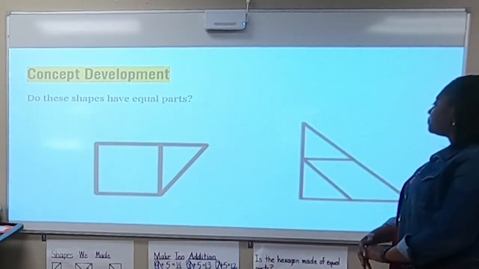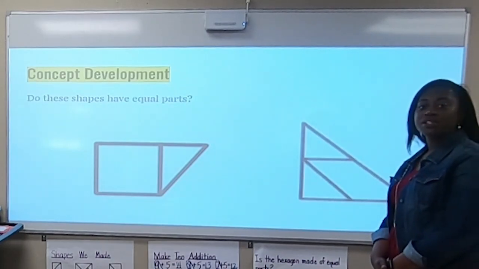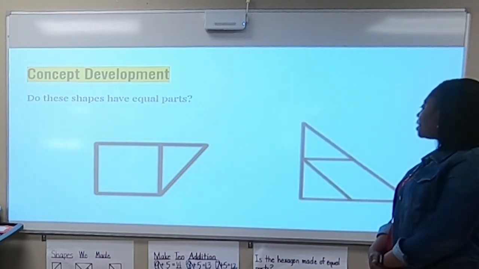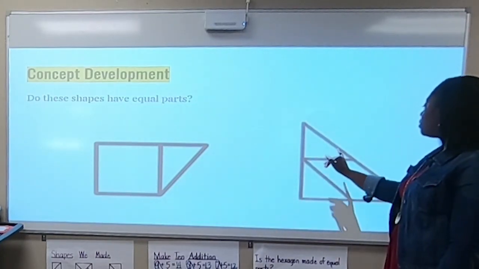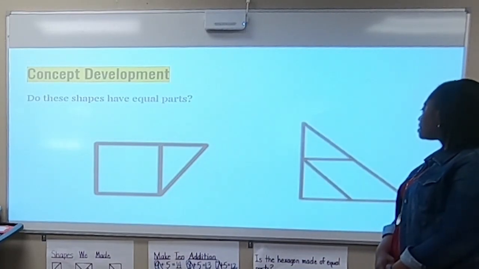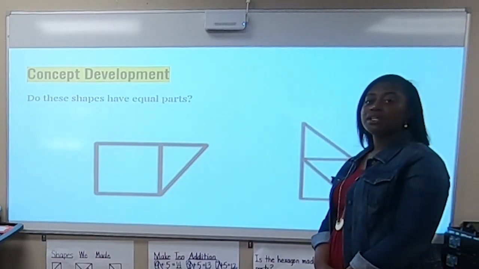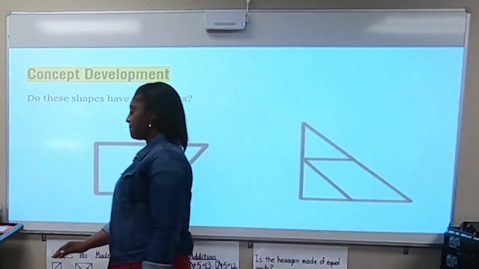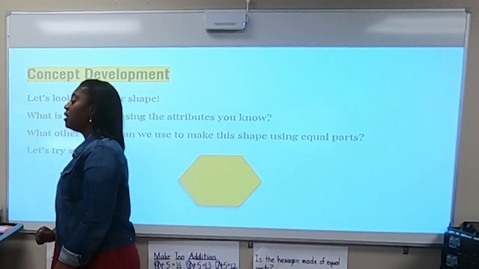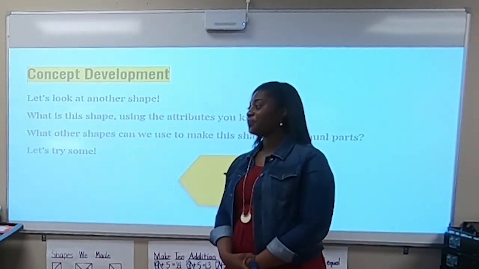Let's look at this shape. This shape is a triangle, but are the parts equal, meaning that they're the same size? No, they're not. 2 of the triangles are the same size, but the other shape is a rhombus. So these do not have equal parts. Let's look at another shape.